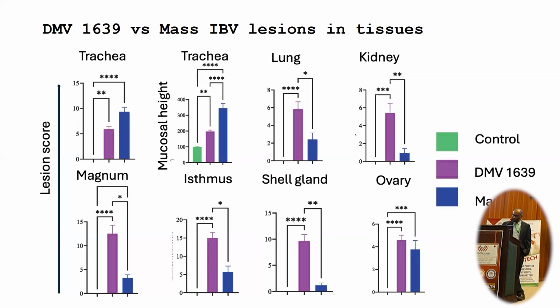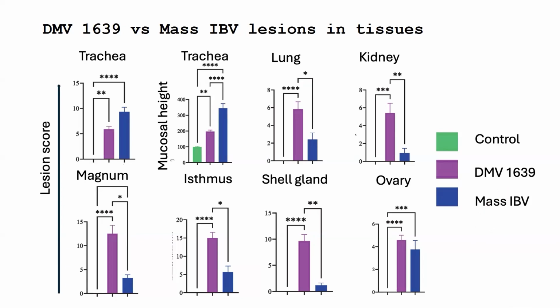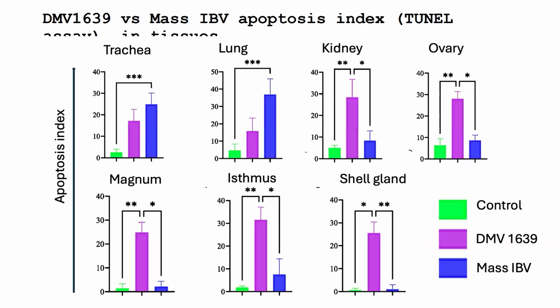Okay, we looked at the lesions, and you can see that the lesions are significantly higher in the reproductive tract, kidney, and lungs in the DMV 1639 infected birds. We looked at the rate of apoptosis of the cells in these tissues, except in the respiratory tract, in the kidney, ovary, and the reproductive tract. The apoptosis rate is higher in the DMV 1639 infected birds.